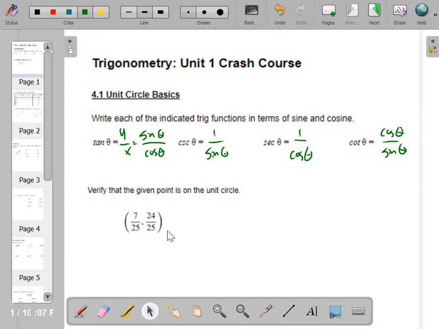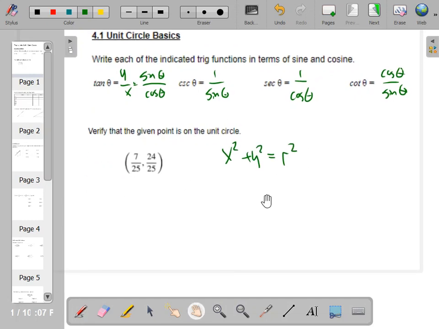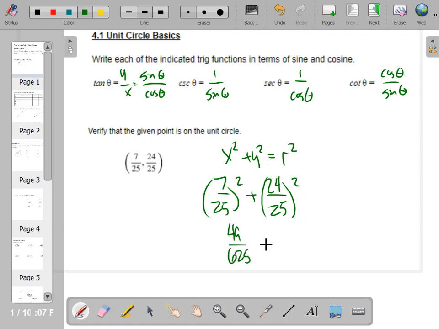If I say verify a point is on the unit circle, you need to remember that the equation for a circle is x squared plus y squared equals r squared. And on the unit circle, the radius is 1. So this needs to come out to 1. If I plug these points into my little equation, 7 over 25 squared plus 24 over 25 squared, I need to get 1. So 7 squared is 49. 25 squared is 625. 24 squared is 576 over 625. And when you add those together, 576 and 49, that makes 625. Oh, yeah, perfect. 625 over 625, which is 1.